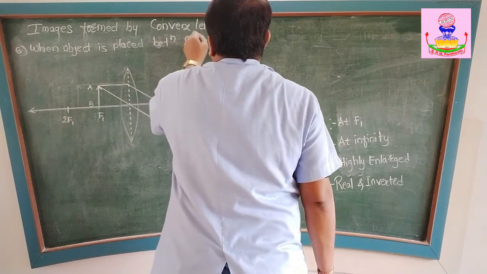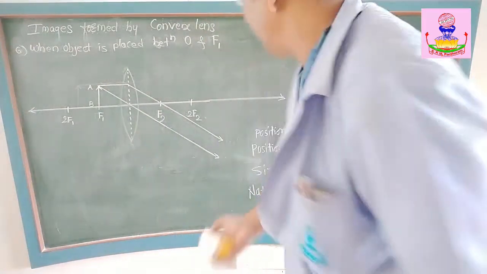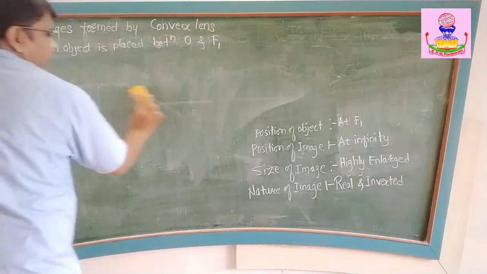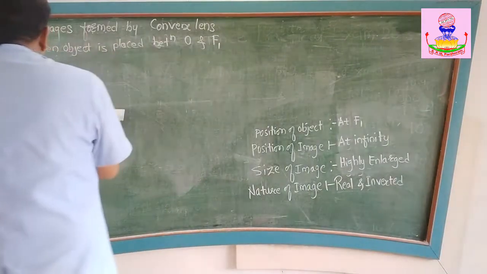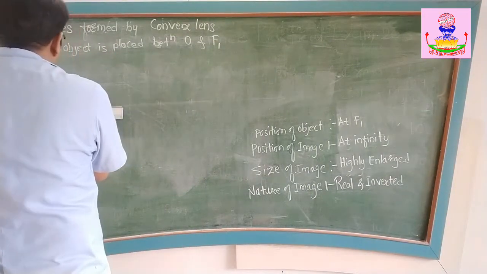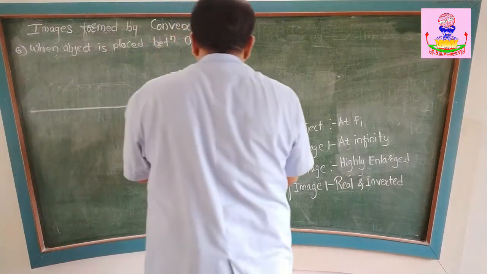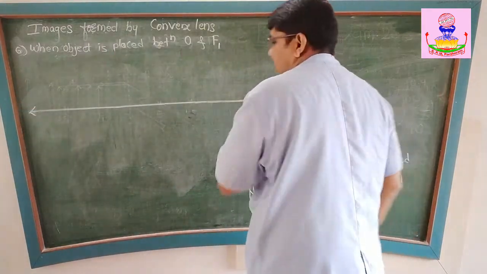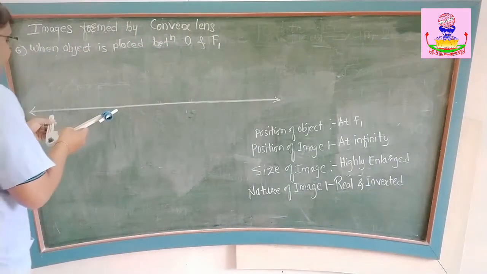Now, this is the last position for convex lens, when the object is placed between the optical center, that is O, and F1. Okay, so let me erase this figure, and we will draw the ray diagram. This is the last ray diagram for convex lens. Okay, so draw the lens.